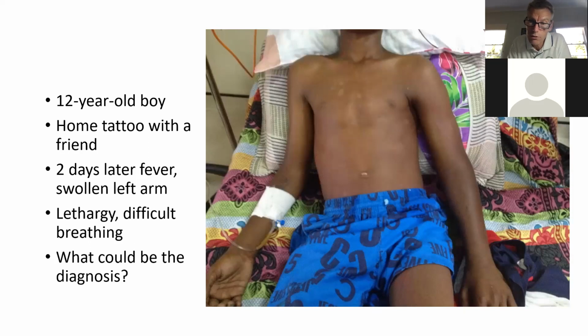Now, what I want to know is what you can see, perhaps if you look at his arm, you can see a difference between the left side and the right side. What could be going on here? What do you think could be going on?